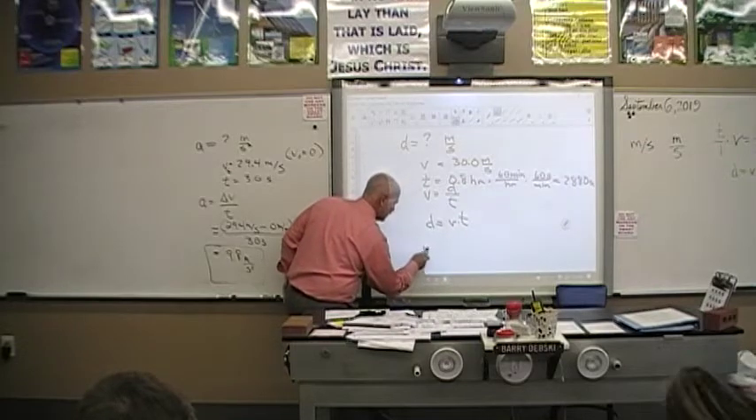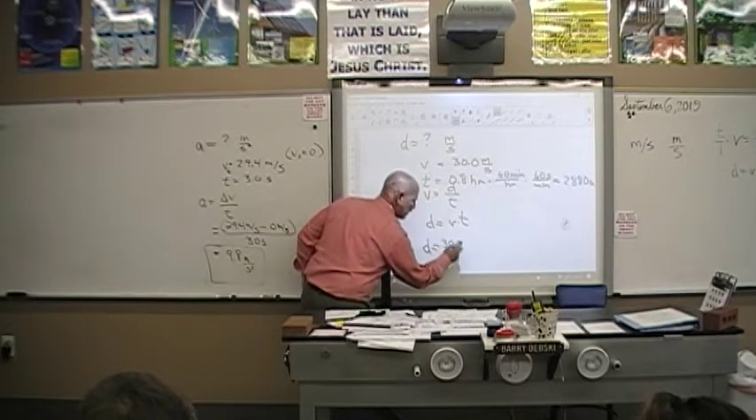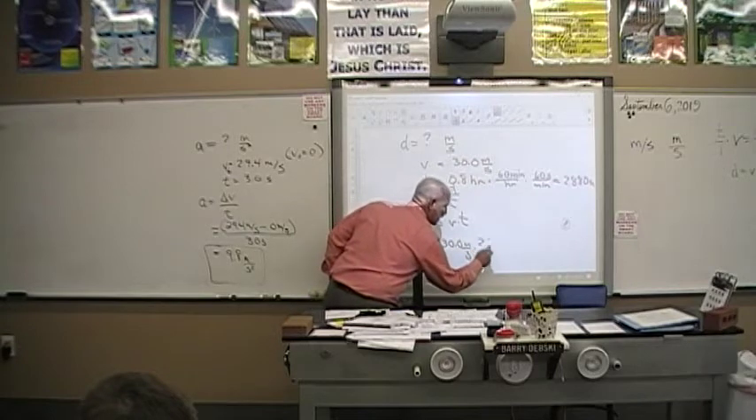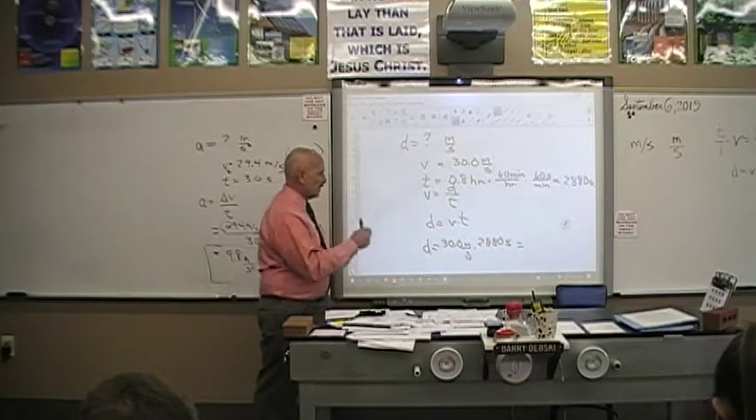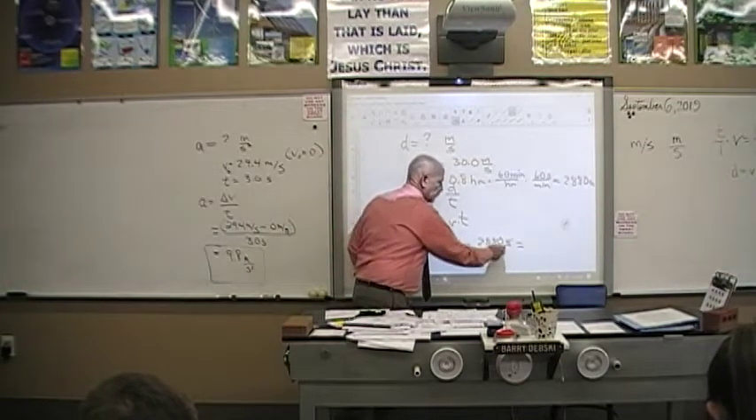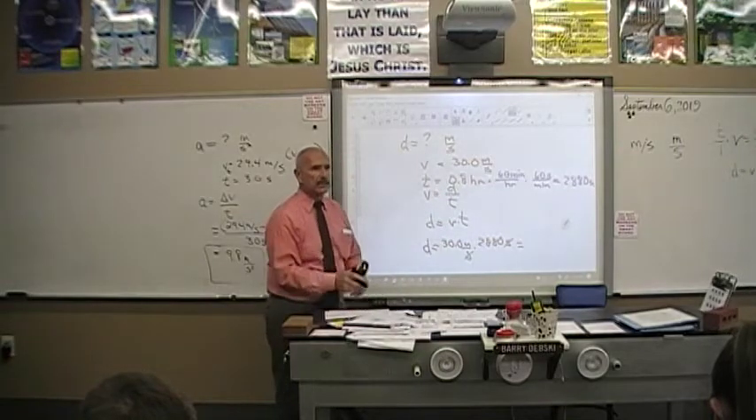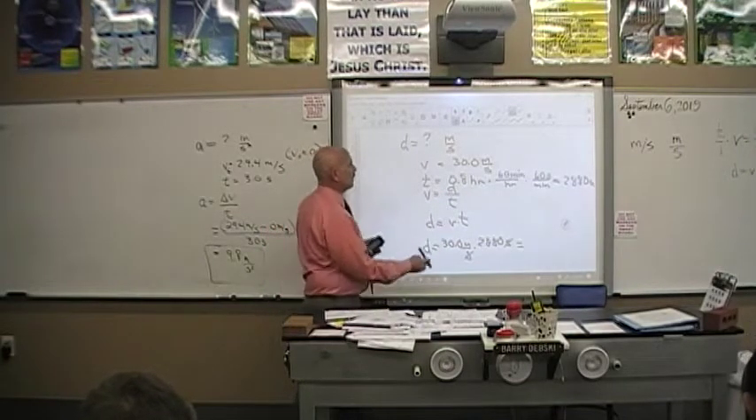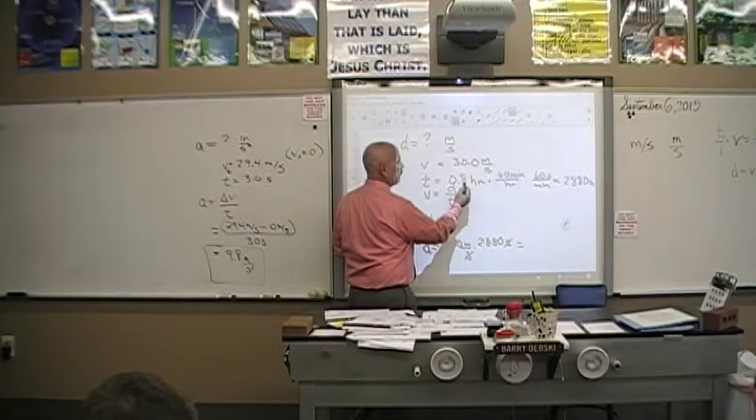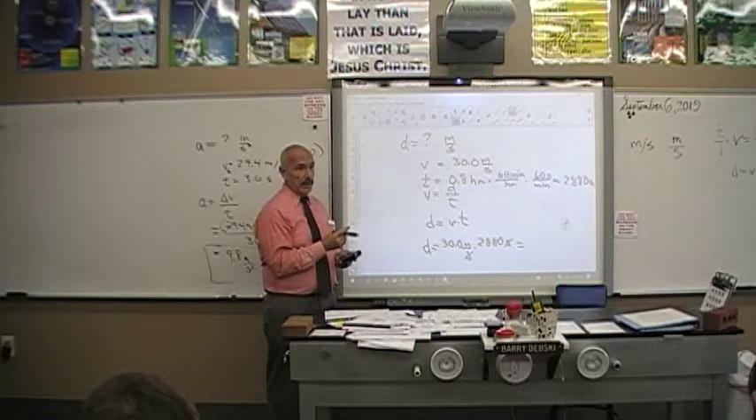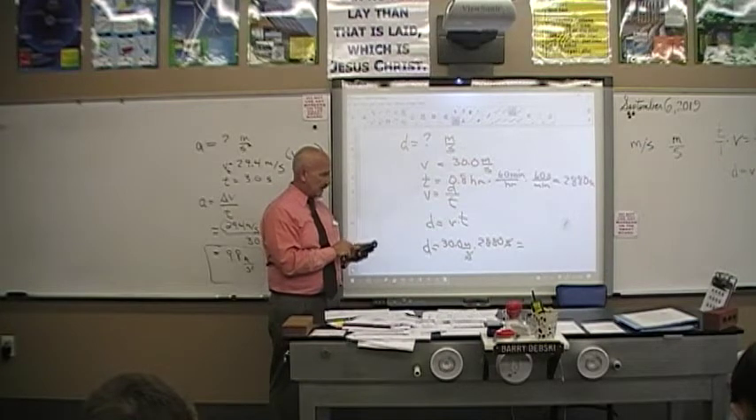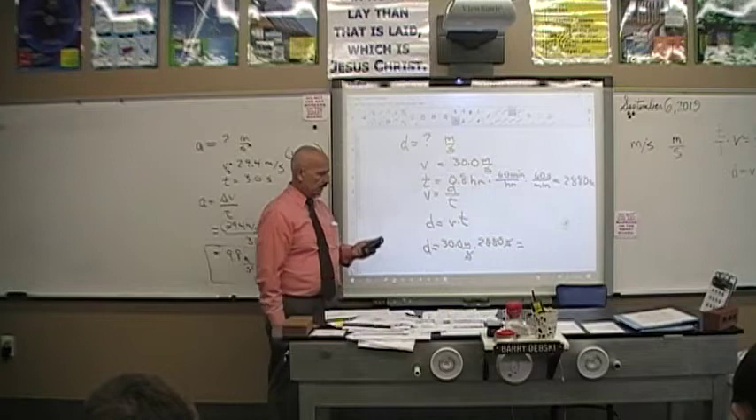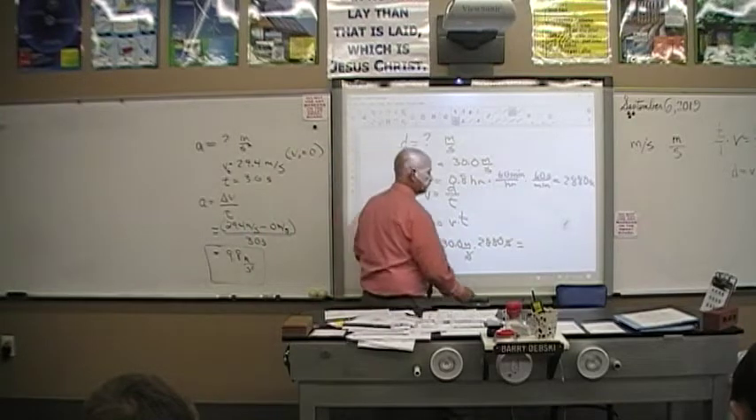Hang on. D equals 30.0 meters per second times 2,880 seconds equals. Okay. The units are going to cancel out. We're going to get the calculator out, multiply those two numbers. We're going to watch our sig figs. Here I have 3 sig figs, and here I have 1 sig fig. Okay? So my answer is limited to 1 sig fig when I finally get there. 30.0 times 2,880 equals 86,400.